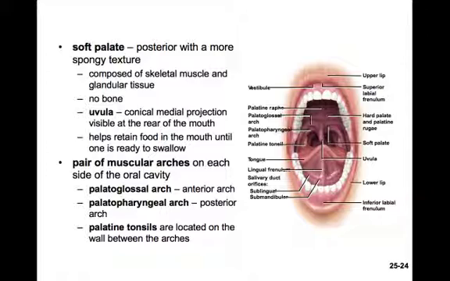There's a pair of muscular arches on each side of the oral cavity. The palatine tonsils are located right in between the two. The palatoglossal arch is the anterior arch, you see here, and then behind that, the palatopharyngeal arch, which is the posterior of the two arches.